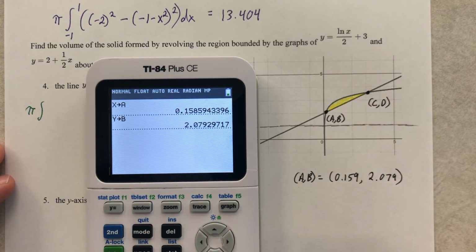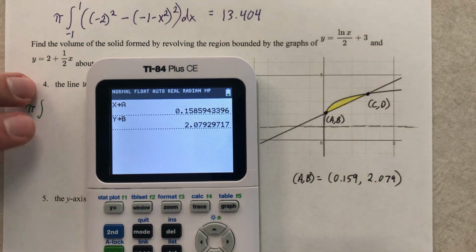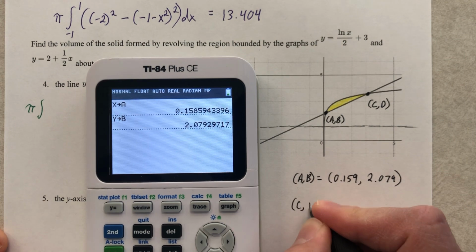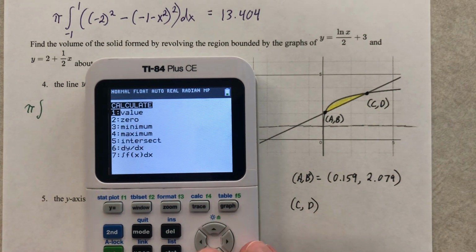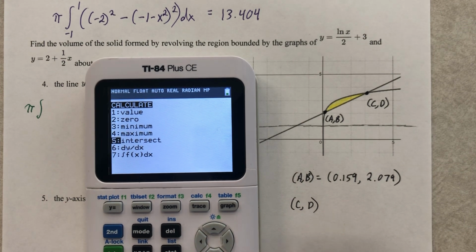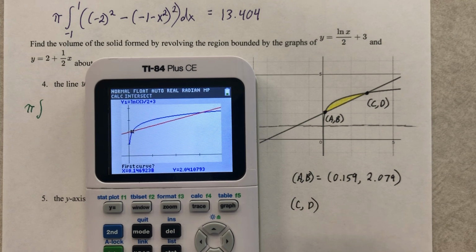And we're going to find that point as well. I'm going to need them because I'm going to have to build something here. So C and D, we're going to do those as well. So second, second and intersect. I pressed alpha. So second in calc is what I meant to say. And first curve, enter. Second curve, enter.